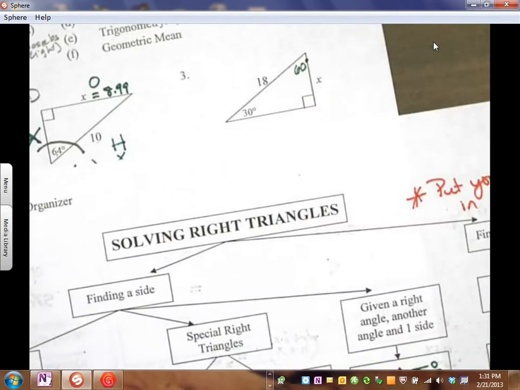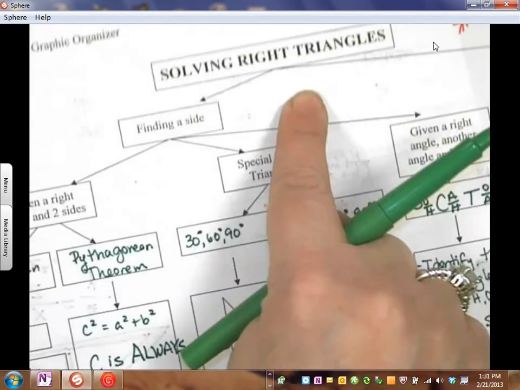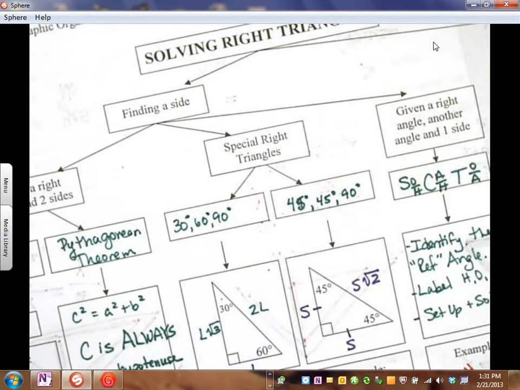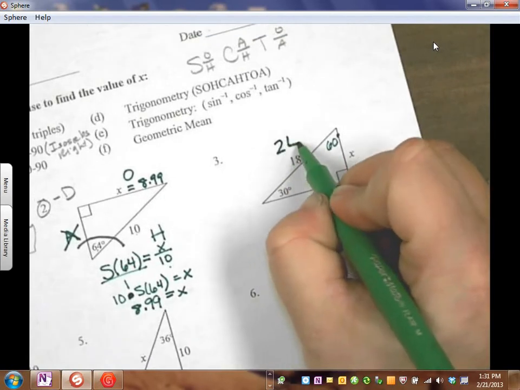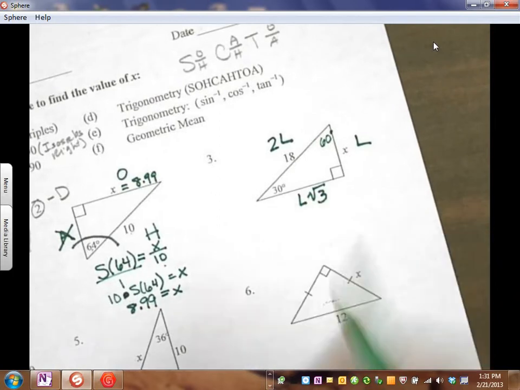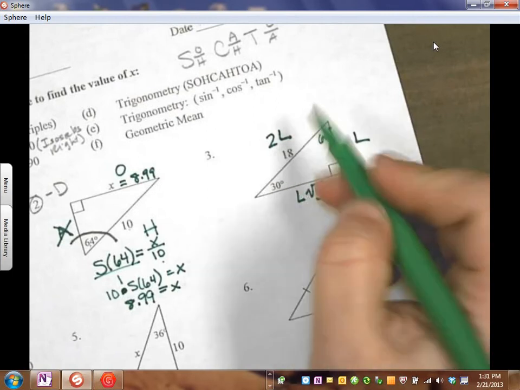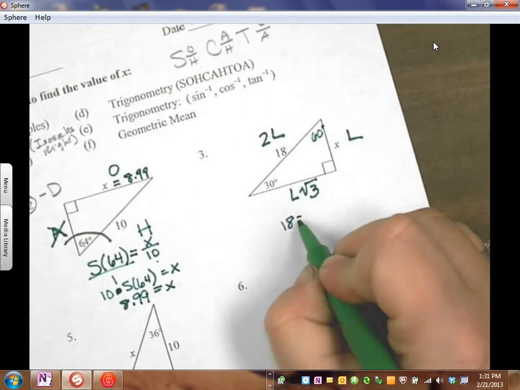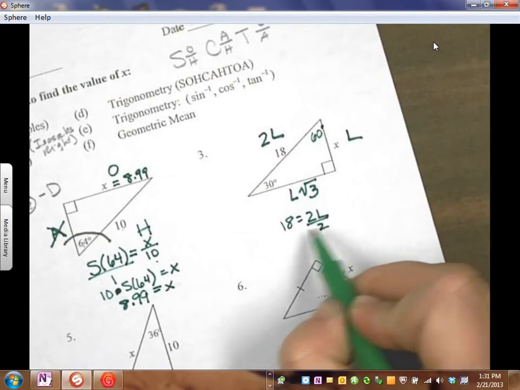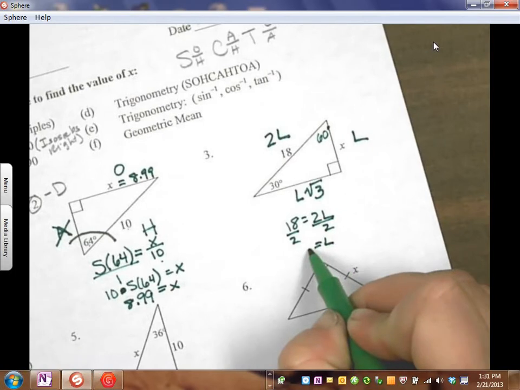So we got to put our template. If you can't remember your template, remember it's on this paper right here. It's on the paper. Right there. That's the template right there. So I'm going to put it right down. My hypotenuse is 2L. And then I have L. And then I have L root of 3. So 18 equals 2L. How do I get L by itself? Divide by 2 on both sides. I know L equals 9.